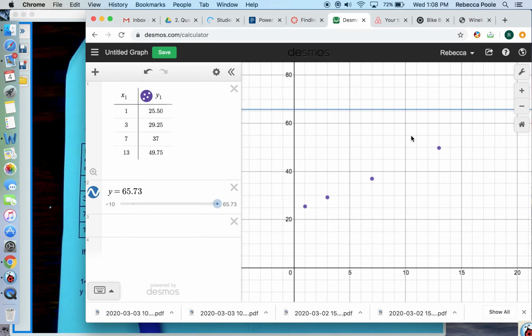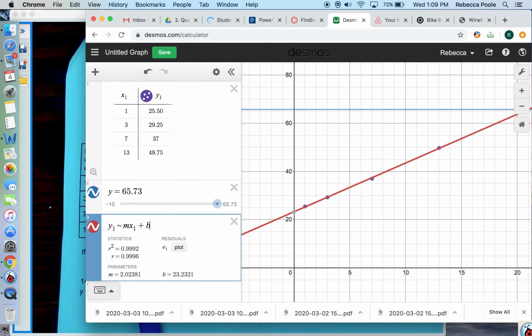Now, Miss Poole literally just forgot to do a step, and y'all let me forget it, so make sure you don't forget this tomorrow. Before I can find this y value, I'm missing my line of best fit, so we should have put in our line of best fit, okay? So I'm going to put it right here. y1 squiggle mx1 plus b. We'll find my line of best fit.